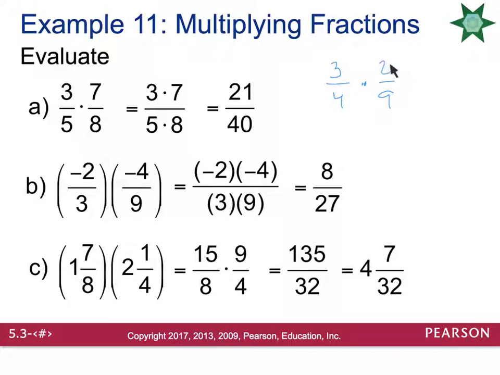So 3/4 can't be reduced and 2/9 can't be reduced, but you can reduce diagonally too. Like 2 and 4 both have a common factor of 2. So what I can do is divide by 2 here, I get 2. Divide by 2 here, I get 1, right? And then I can do the same thing with the 3 and the 9 going diagonally. Because we're looking at numerator to denominator, and you can always divide common factors.